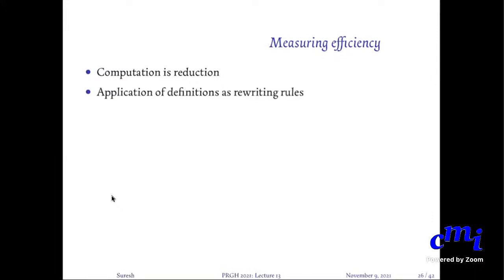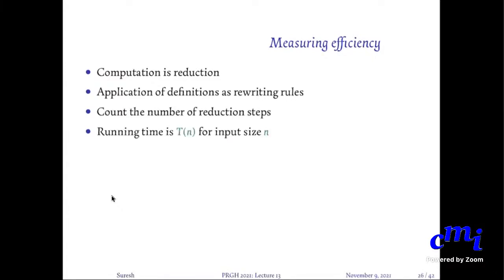So application of a definition is nothing but rewriting. You have one expression, you change its form to another expression. How many rules you apply is all that you care about. So you need to count the number of what are called reduction steps or rewrite steps. And running time, we'll usually call it T of n. We will measure running time not on every input, but for every input size. We'll see why. So running time is usually expressed in terms of the length of the input, not in terms of just the input itself.